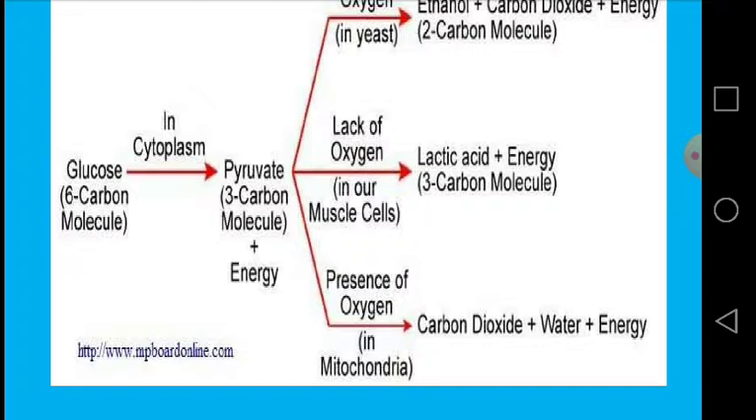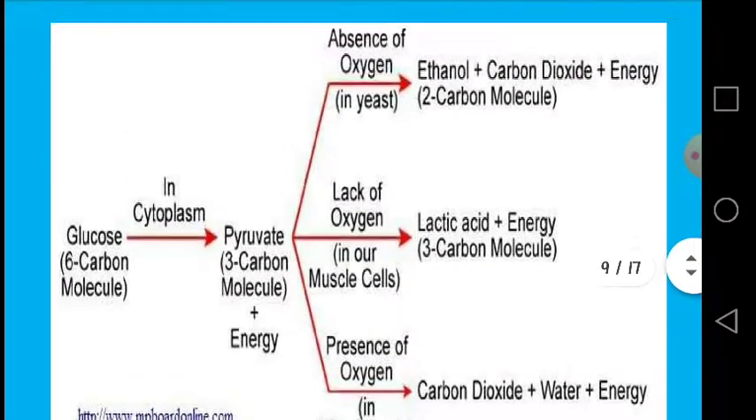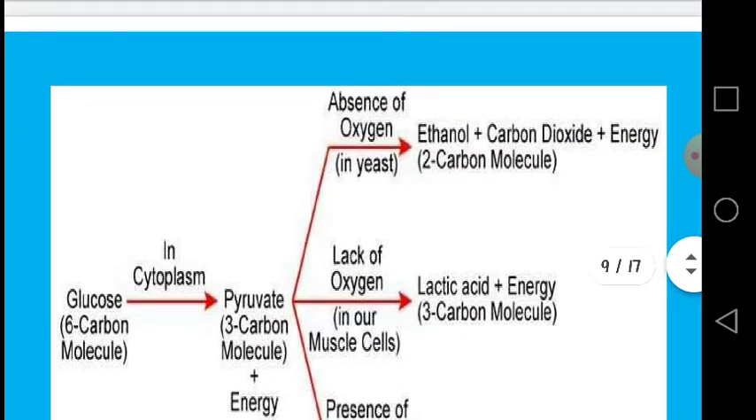produced. And if this pyruvic acid does not enter the mitochondria, it may be converted into two forms. One may be lactic acid, which is called lactic acid fermentation, and the second is alcoholic fermentation, in which ethanol or alcohol plus carbon dioxide is produced. Dear students, remember, in anaerobic respiration, a very small amount of energy is produced, but this is an instant source of energy.